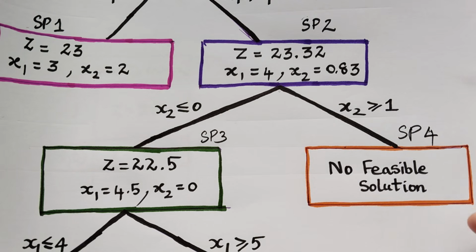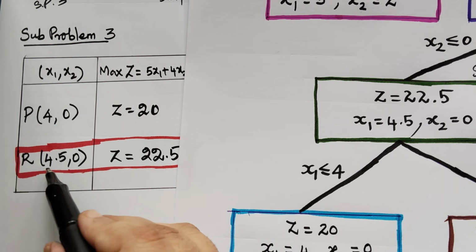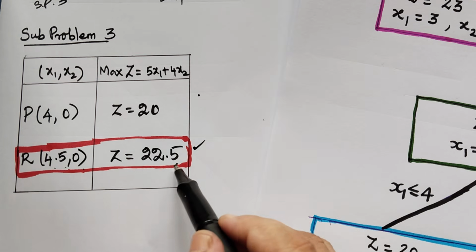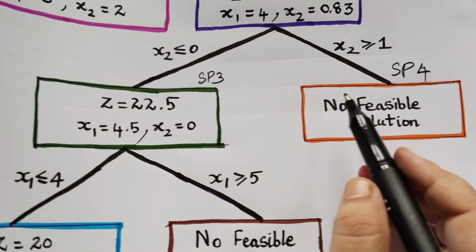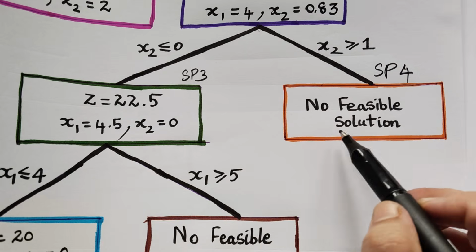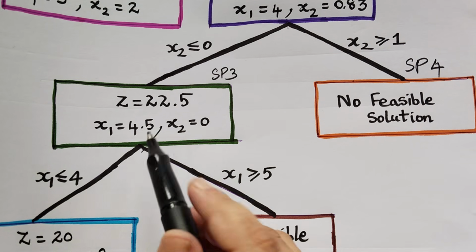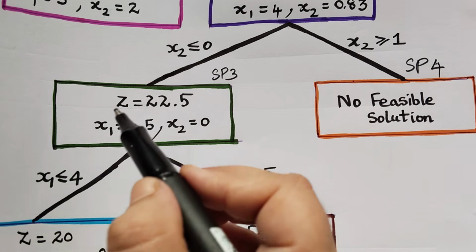If you see for subproblem 3, we have obtained this solution. x1 is 4.5 and x2 is 0 and the value of z is 22.5. So that I have written here. And here it has an infeasible solution, and so I have written no feasible solution. Now if you check this, again we do not have an integer value, it is a decimal value. So this has to branch again.